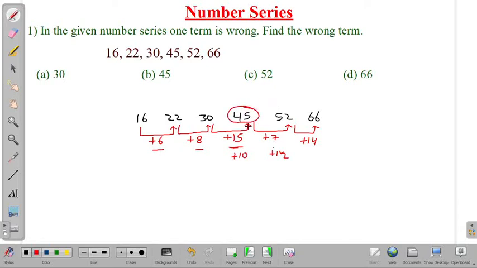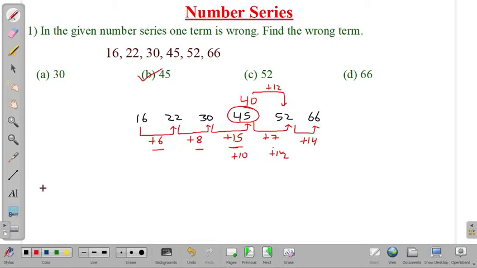First we will try to find the term as per our logic at the place of 45. If we apply our logic, it should have been 30 plus 10, that is 40. And if we add 12 as per our logic to 40, we will get 52. Then plus 14 we are getting 66. So the wrong term is 45. So 45 should be our answer.